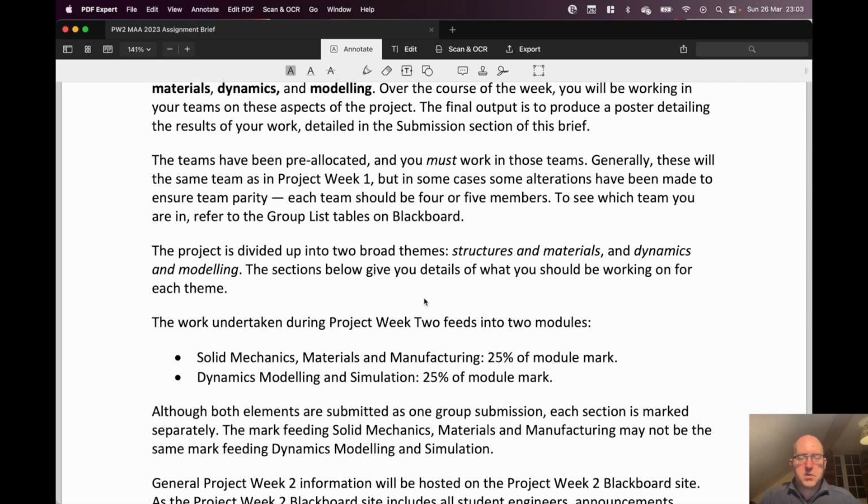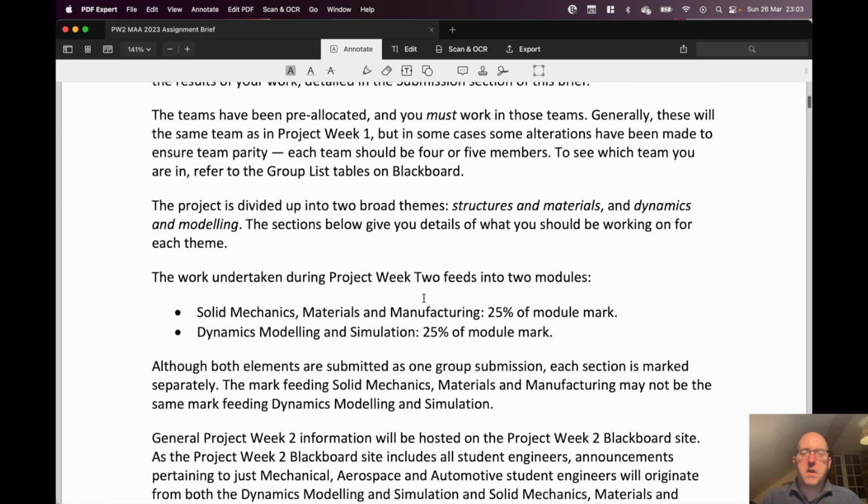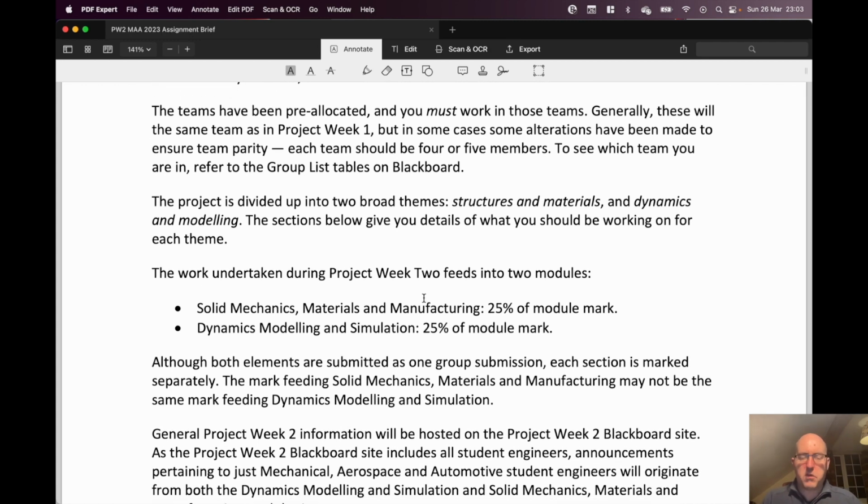So we've divided the project week into two broad themes: structures and materials, and dynamics and modelling. And those two themes fit with the two first year modules: solid mechanics, materials and manufacturing, and dynamics, modelling and simulation. And the way this project week works is that you make a common submission across both of those areas or those themes.